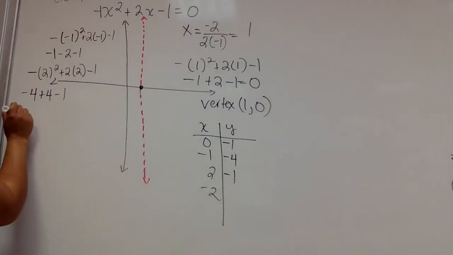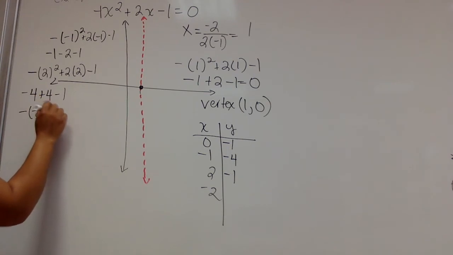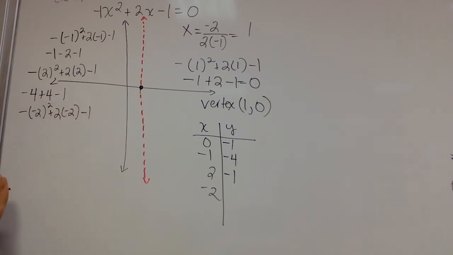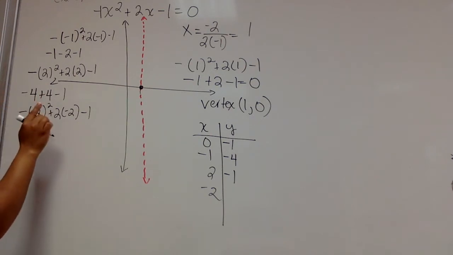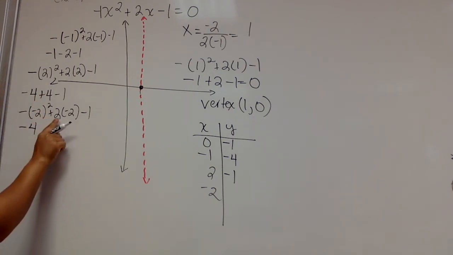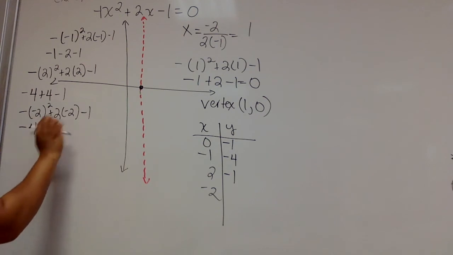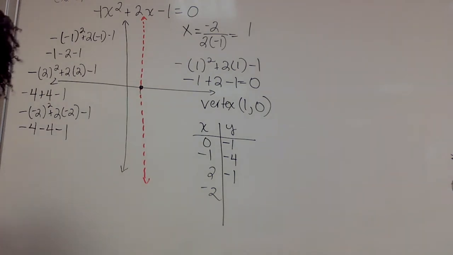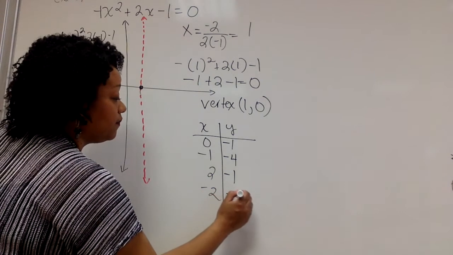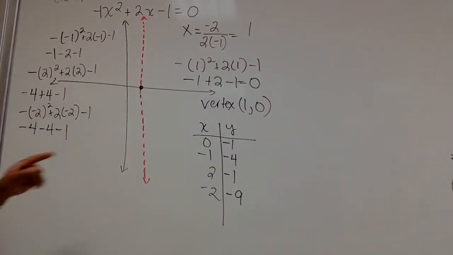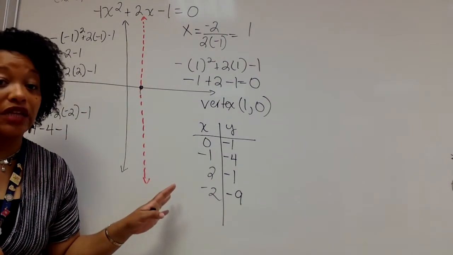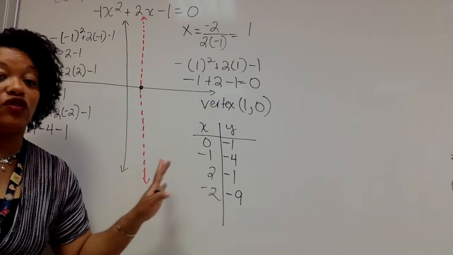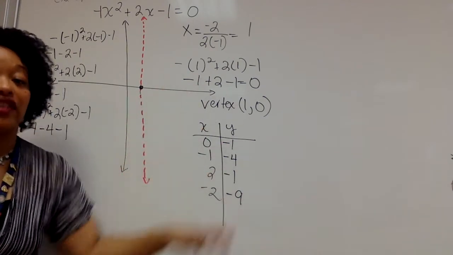Negative 2. Slap that negative sign on the outside. Square the negative 2. Plus 2 times negative 2 minus 1. Negative 2 squared is positive 4, but you've got to make it negative. 2 times negative 2 is negative 4 minus 1. Negative 4 minus 4 minus 1. I know, your calculator knows. I don't know if you know. It's negative 9. So there is your XY table. Take your time on this, folks. I'm not going to hold your hand and do it for you. Take your time and do the basic math to complete the table.